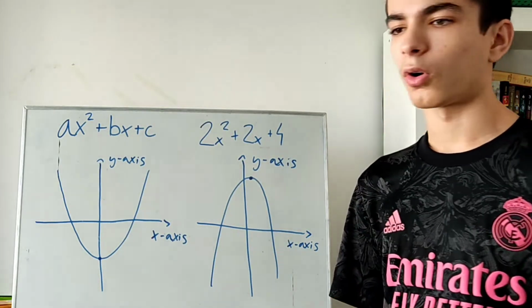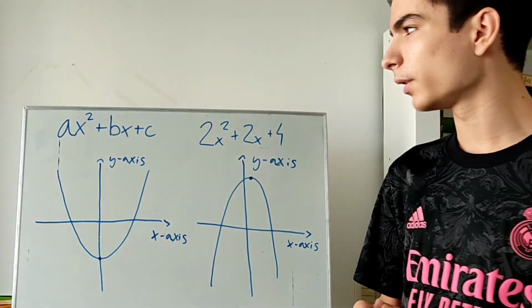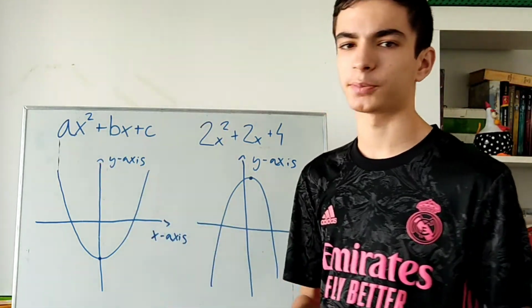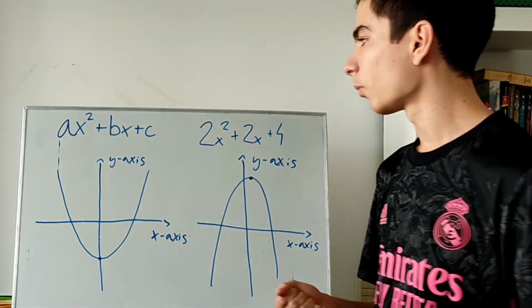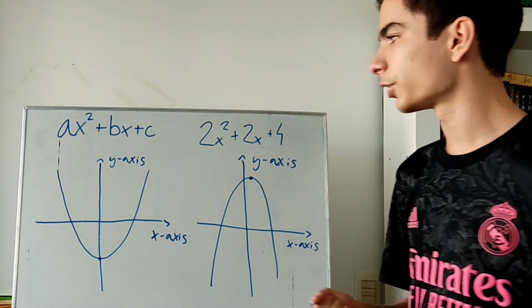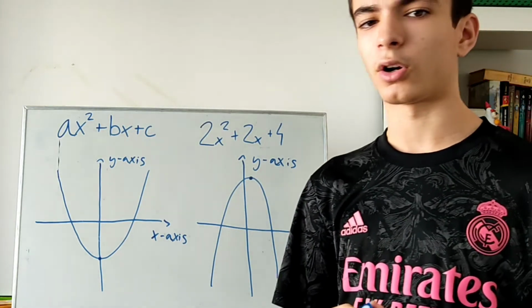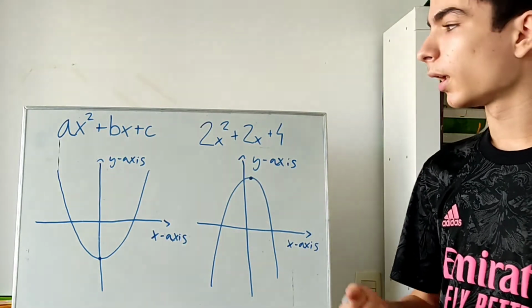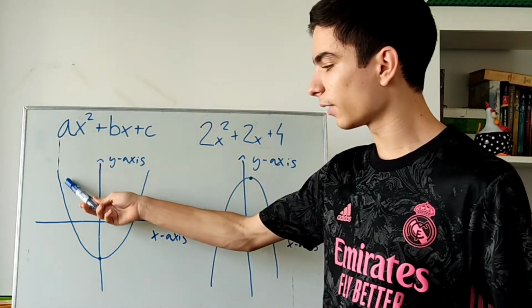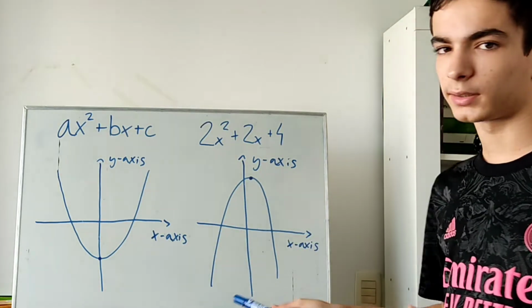Now, all the quadratic functions that we are going to see in this video will be in the form of ax squared plus bx plus c. And first, all the quadratic functions that we are going to see are going to take the form of a parabola. How does a parabola look? They are going to look like this, facing upwards, or like this, facing downwards.